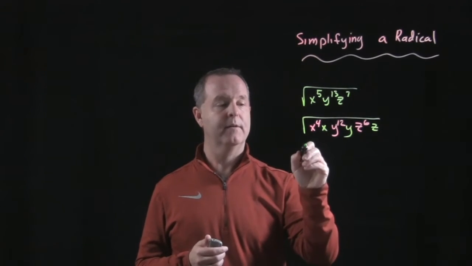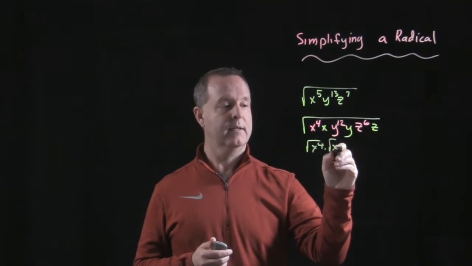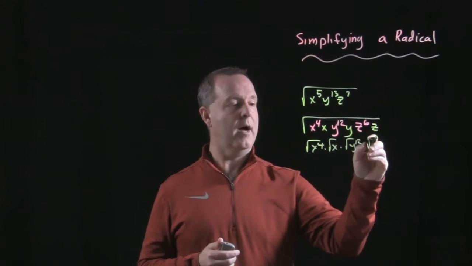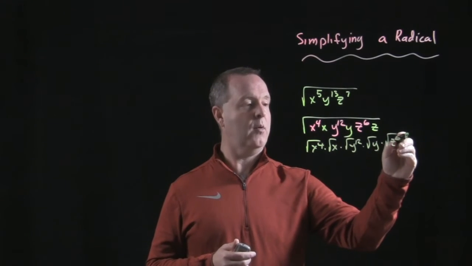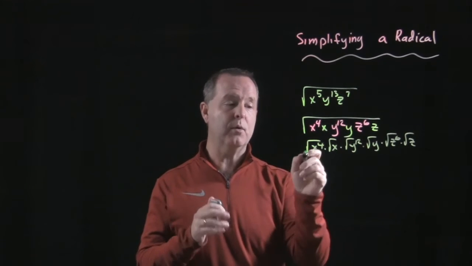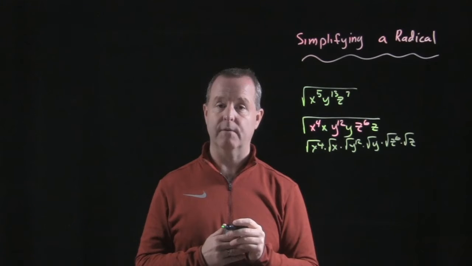So I really have the square root of x to the 4th times the square root of x times the square root of y to the 12th times the square root of y times the square root of z to the 6th times the square root of z. Now I did that for a reason, because I now can pull out the perfect square of x to the 4th. What times what makes x to the 4th?